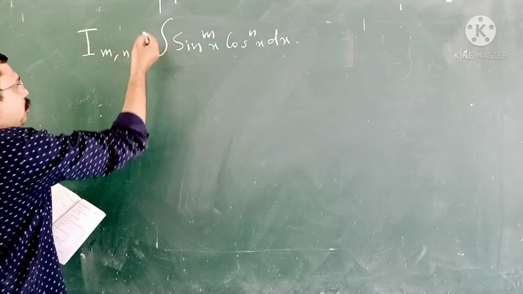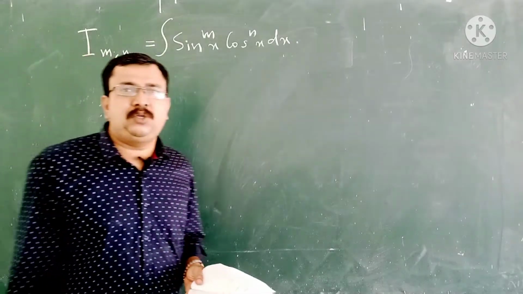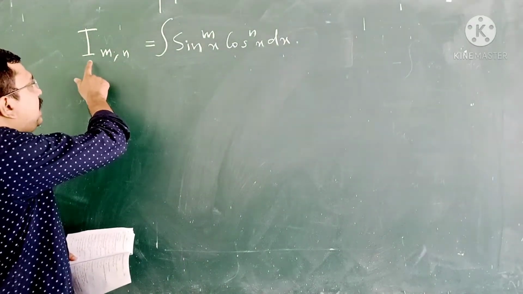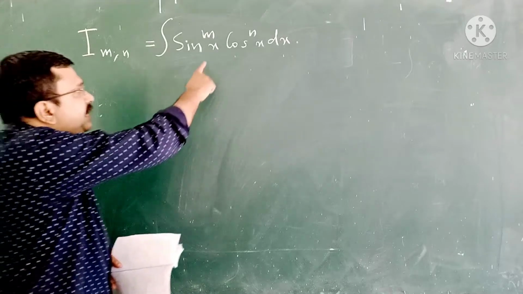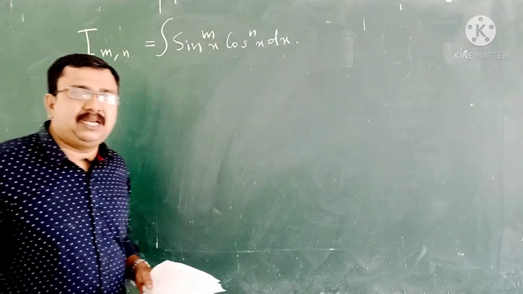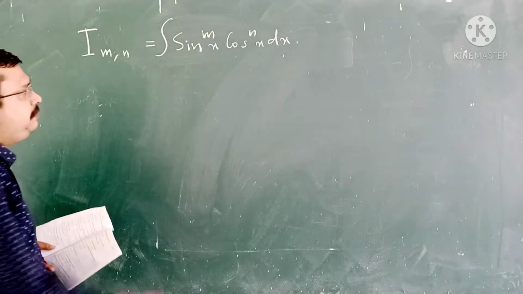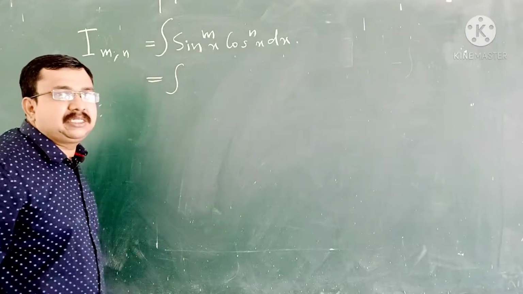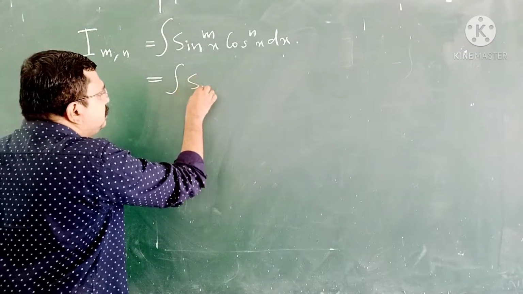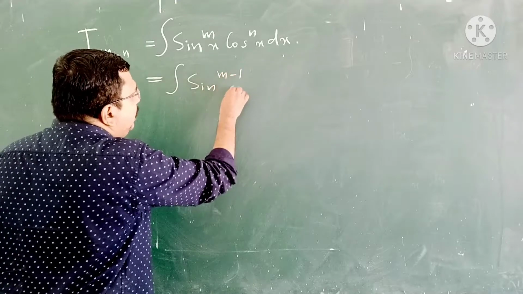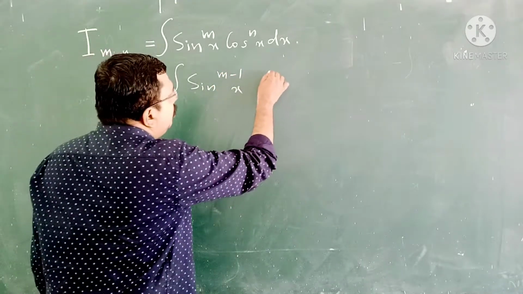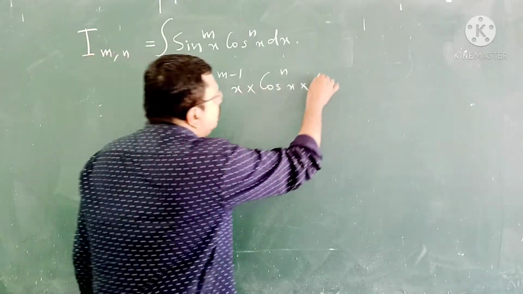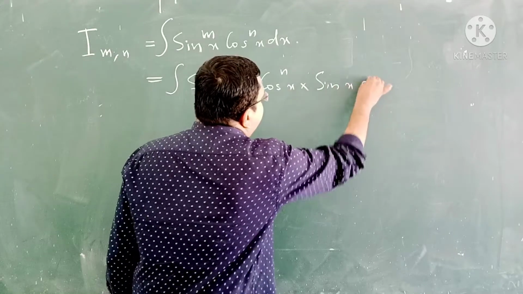I_mn is equal to the integral of sin^m x cos^n x dx. First, we assume that I_mn equals the integral of sin^m x cos^n x dx. Then this can be written as the integral of sin^m x, which can be written as sin^(m-1) x into cos^n x into sin x dx.